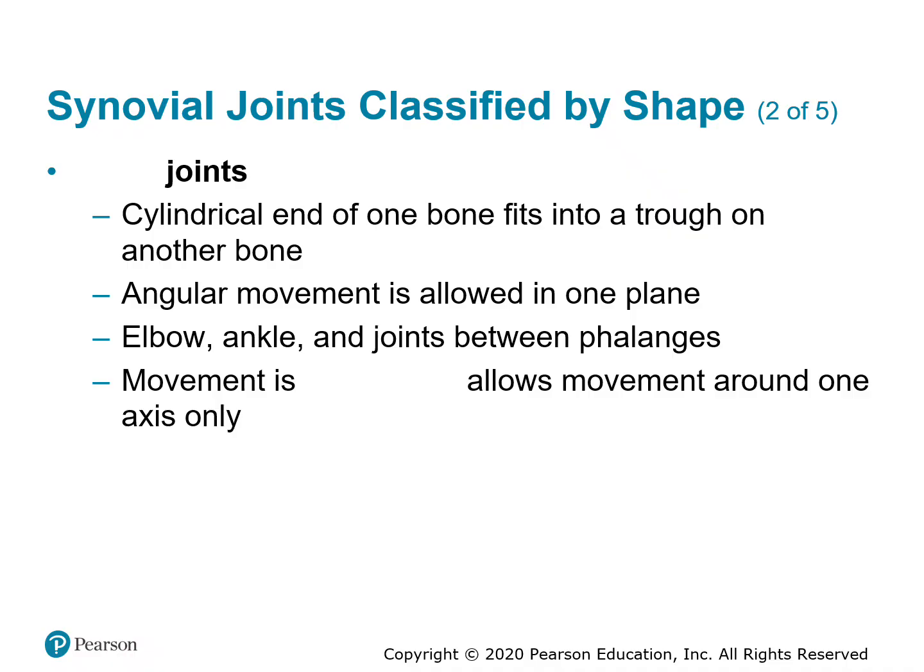Next are going to be your hinge joints. Your hinge joints have a cylindrical end on one bone that fits into kind of like a cup on another. Your elbow, your ankle, some of your fingers, and that movement is uniaxial. It only moves around one axis.